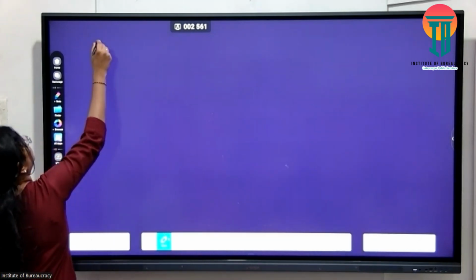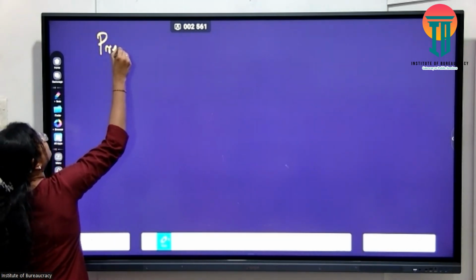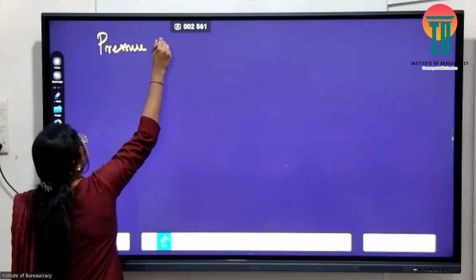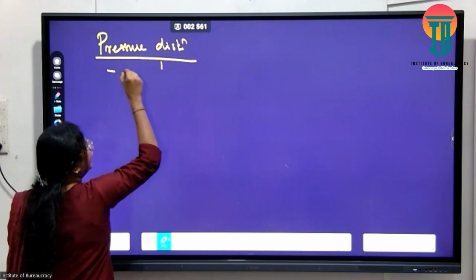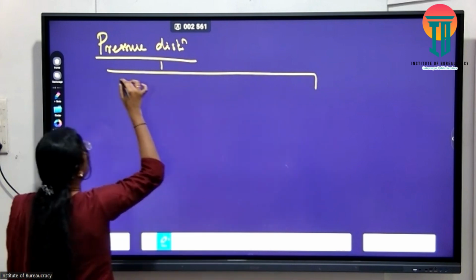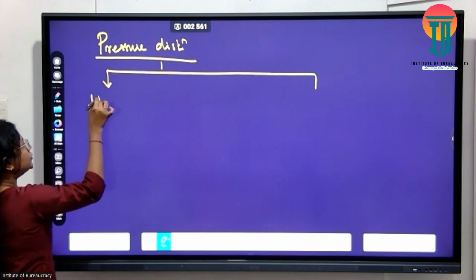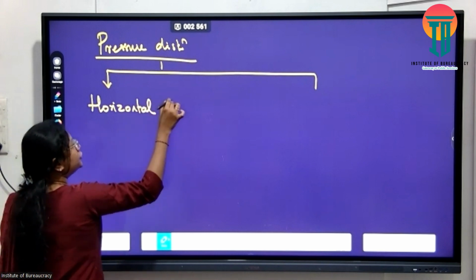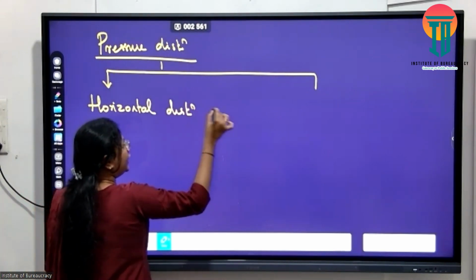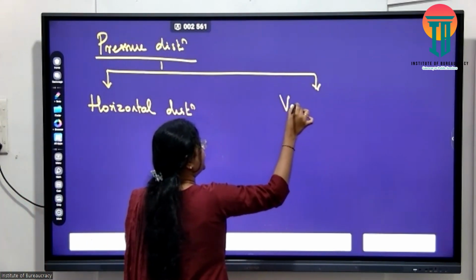Pressure distribution. Similar to your temperature, pressure distribution can be studied under two important approaches. One is the horizontal distribution of pressure, and the other one is your vertical distribution of pressure.